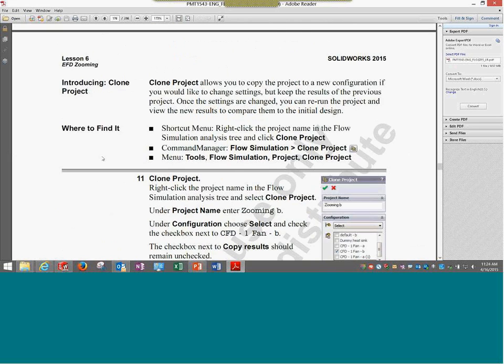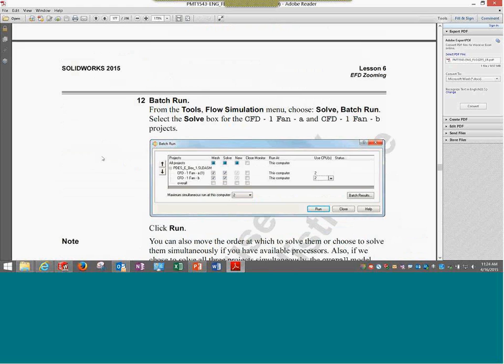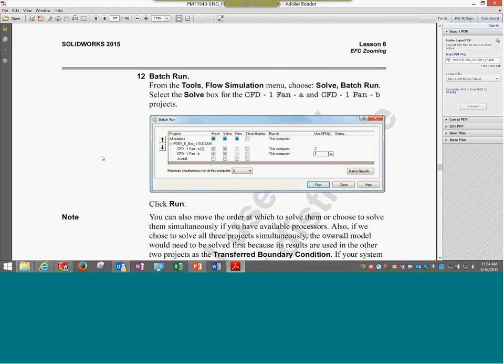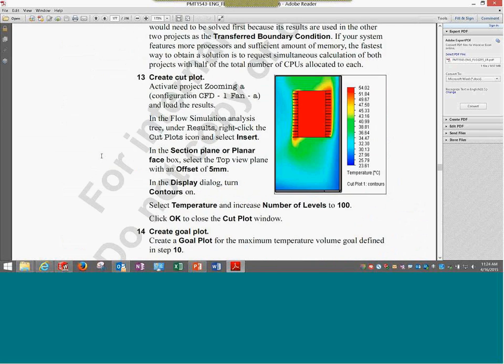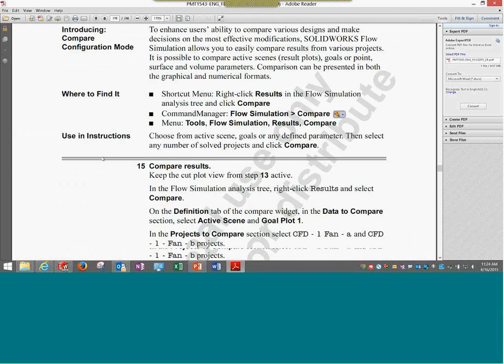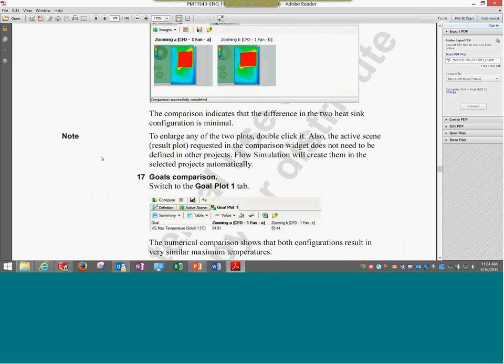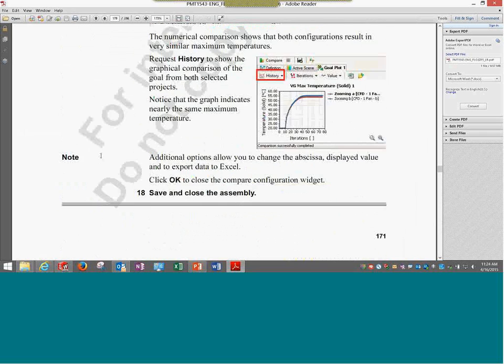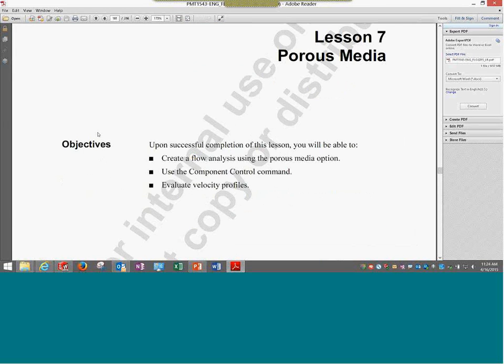It is easier. Cut plot, yes, we are creating a cut plot. Compare, that's fine. You have to zoom in. Some comparison is done. Goal convergence. Okay, fine. So I told you I'm going to skip the lesson. I think it should be okay. It is more of a process, and you should be able to do it. Okay, so I'm moving to lesson 7.